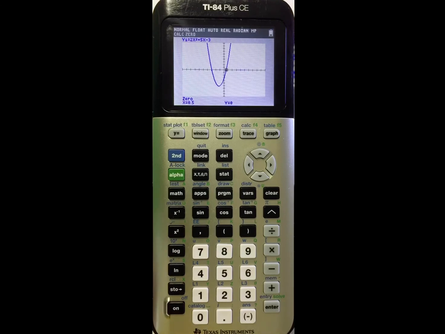So that's how you use your graphing calculator to solve quadratic equations. You're looking for those zeros, also known as our x-intercepts. And if you located those, those are your solutions.